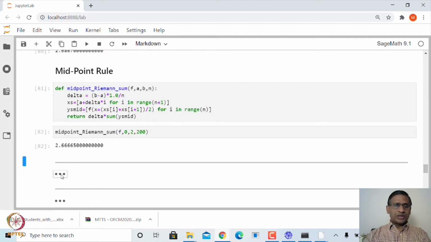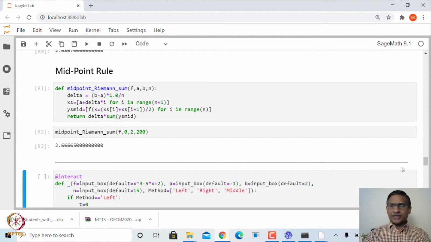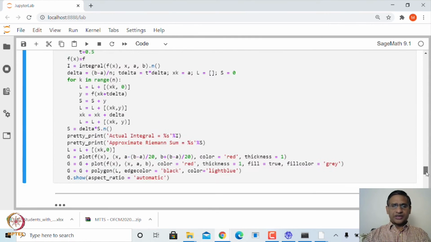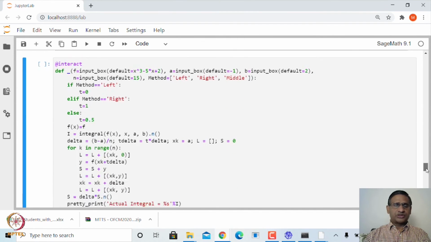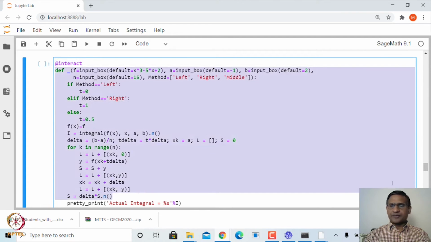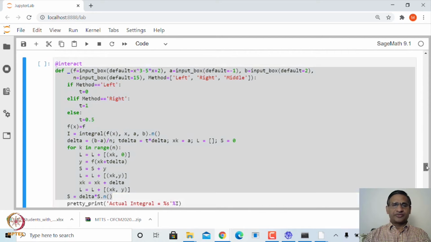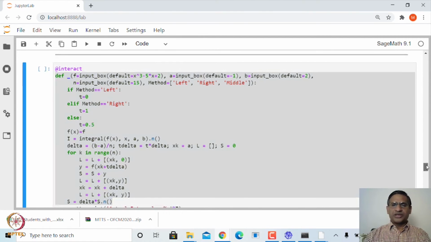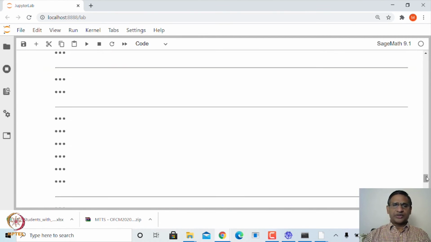Now in actual practice, in order to define the integral, this I will skip, because all you need to do is add the interact and put all the code that we have seen earlier. This will create an animation where you can change the function, you can change the a and b, you can change the number of points, all these things will be interactive, right.